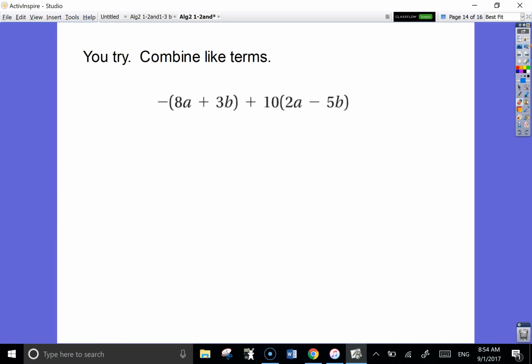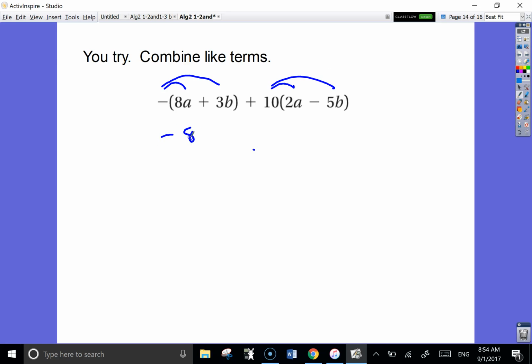So now here's your second you try in this class. Combine like terms in this expression. And again, if you're watching this video at home, now would be the time to pause, and when you're done, hit play. Okay, like the last problem, I need to distribute first. So I need to distribute.